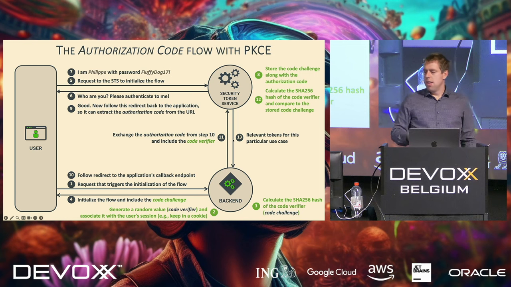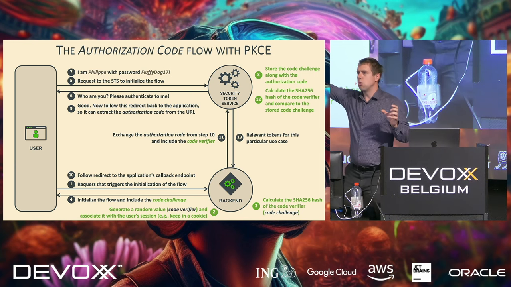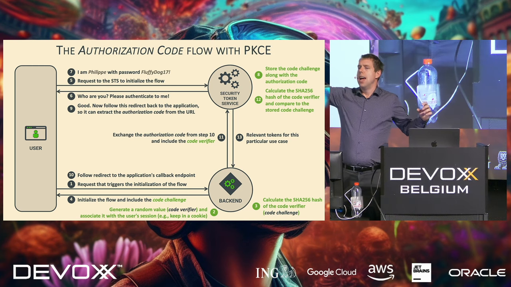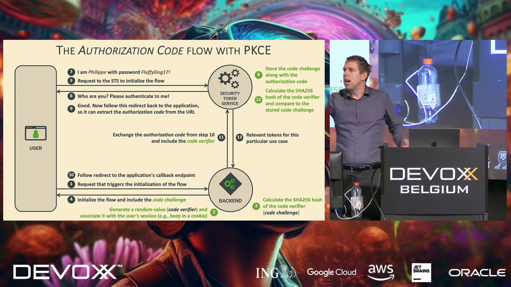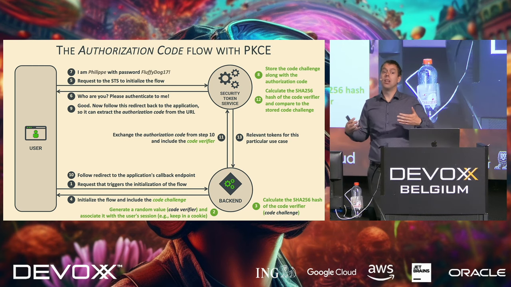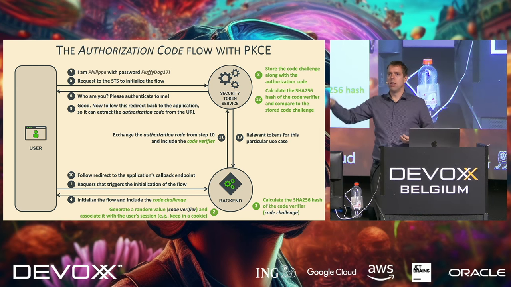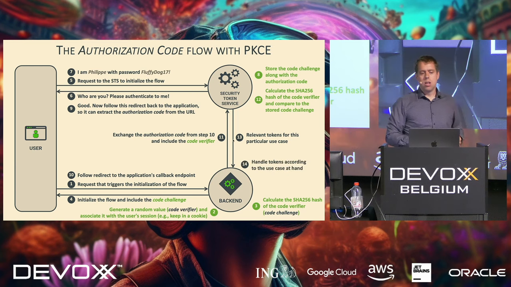And if the attacker comes back with their code injection attack, they're going to insert an authorization code somewhere else. And that somewhere else is not going to have the right code verifier. It's not going to have the right secret. So the STS at some point will be like, yeah, nice try, go away. And that's how we protect the integrity of the flow with PKCE.